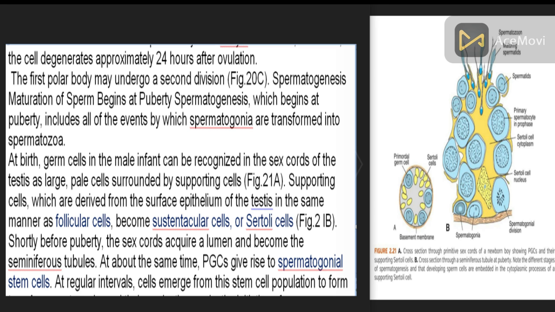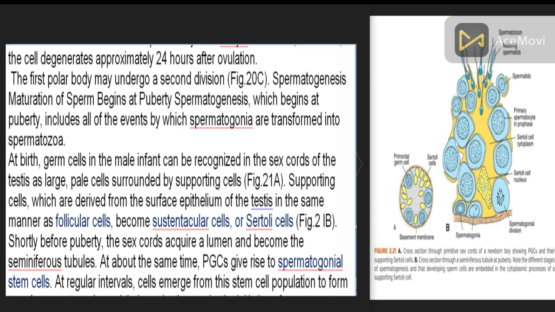Spermatogenesis, maturation of sperm, begins at puberty. Spermatogenesis includes all of the events by which spermatogonia are transformed into spermatozoa. At birth, germ cells in the male infant can be recognized in the sex cords of the testis as large, pale cells surrounded by supporting cells, Fig. 21a. Supporting cells, which are derived from the surface epithelium of the testis in the same manner as follicular cells, become sustentacular cells, or Sertoli cells, Fig. 21b. Shortly before puberty, the sex cords acquire a lumen and become the seminiferous tubules.